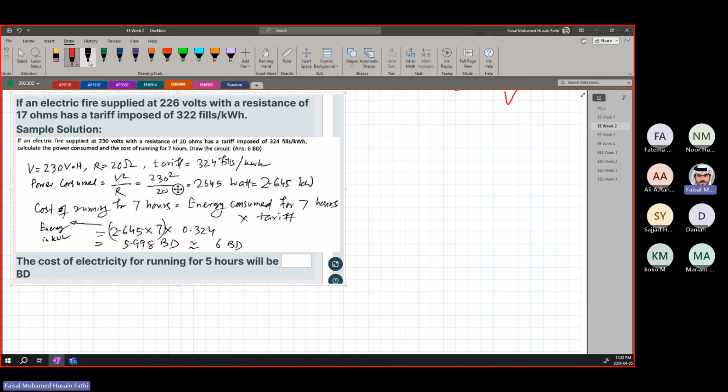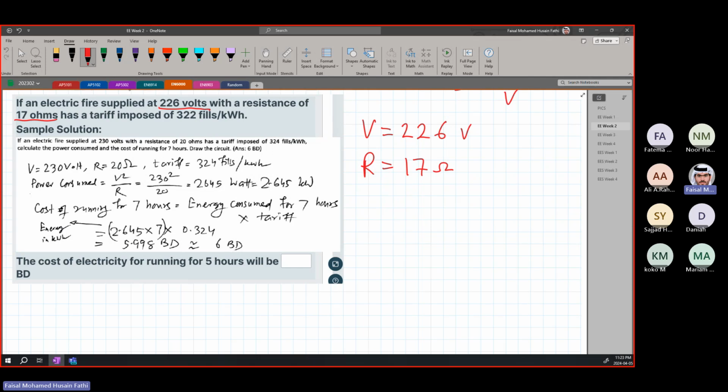If an electric fire is supplied at 226 volts, so we are given the voltage, 226 volts, with a resistance of 17 ohms. Resistance R is 17 ohms. It has a tariff imposed of 322 fils per kilowatt hour. What does this mean? It means it costs 322 fils for every kilowatt hour used.